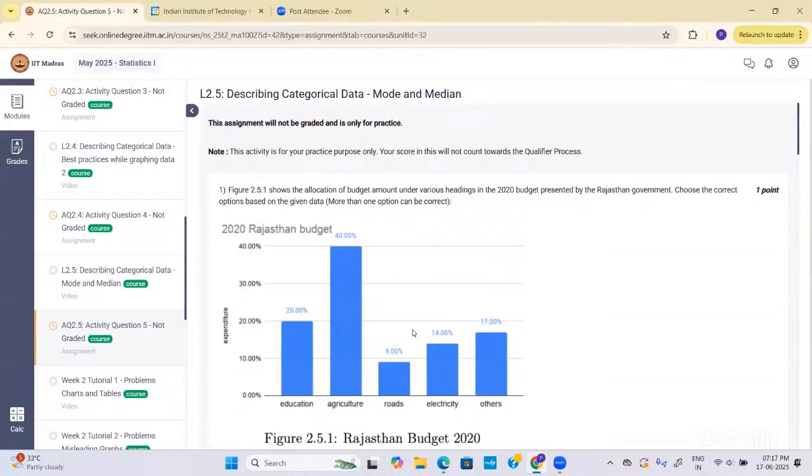Yes, anything else? Ma'am, I have a doubt in the graded assignment, week 2. So that we can discuss after the deadline. If you have any conceptual doubt, then you can ask, but we cannot discuss the direct question now.